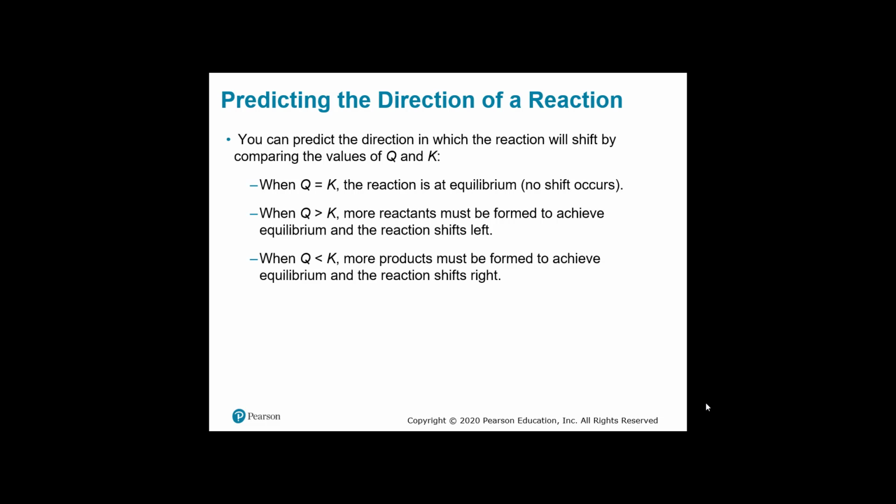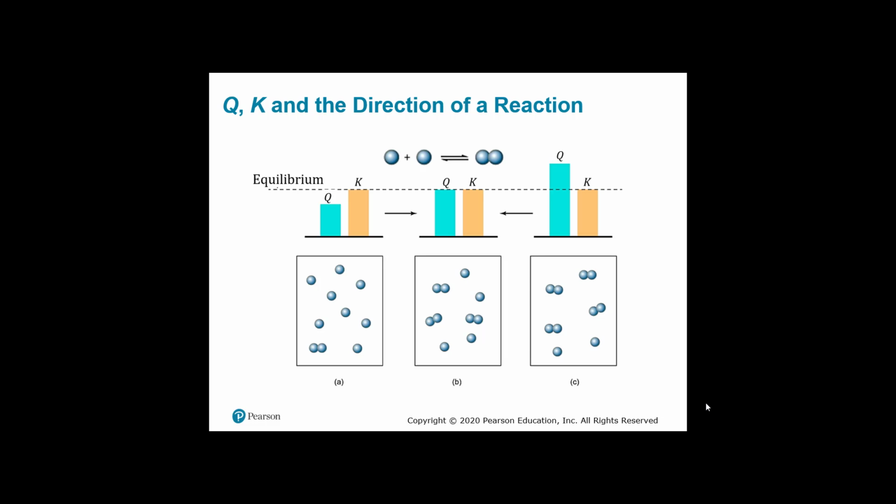Now, if Q is less than K, then more products must be formed to achieve equilibrium, and the reaction shifts towards the right. This means the concentration of products is too small and that of the reactants is too large. It hasn't gotten close to the equilibrium constant yet. So the reaction achieves equilibrium by forming more products, and it proceeds from left to right.